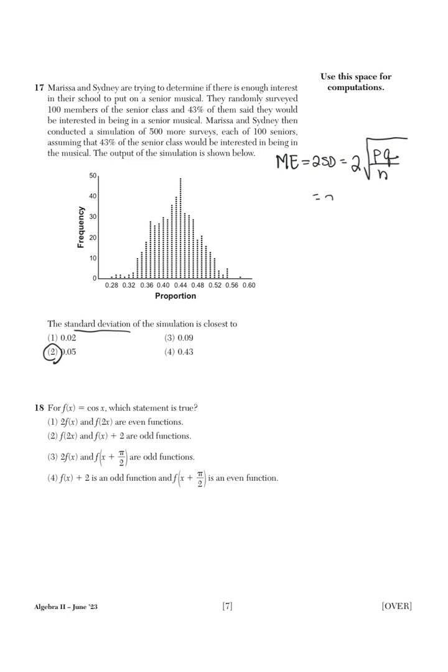Now, so we've got 2 and we have a radical, and then we have a P, we have a Q, and we have to put in an N. I don't know whether you learned this or not, but if you read through this, it says they randomly surveyed 100 members. Let me underline that, 100 members. And down here, they also talk about the 100 seniors. So getting back to this, 100 members of the senior class, and 43% of them said they would be interested in being in a senior musical.